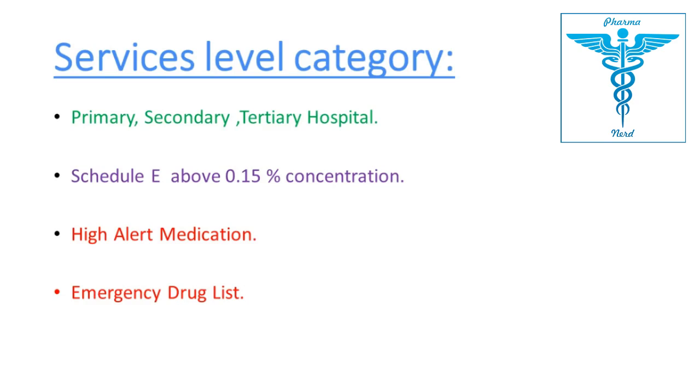Service level category: atropine is used in primary, secondary, and tertiary hospitals. Atropine is a Schedule E drug. Atropine is a high alert medication. Atropine is also included in the emergency drug list.